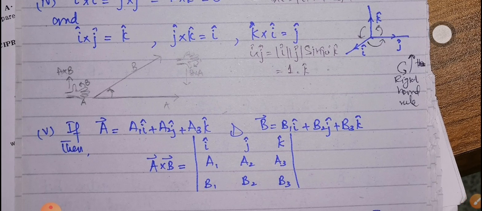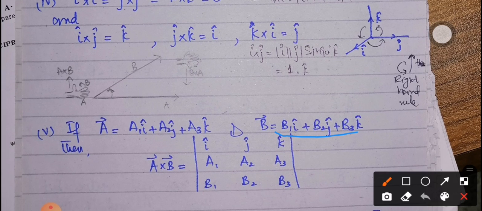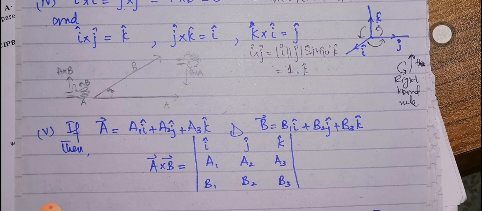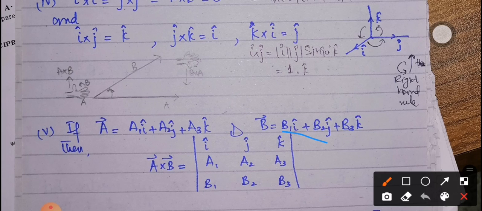Next we have, if a is a1 i cap plus a2 j cap plus a3 k cap, and b is equal to the vector b1 i cap plus b2 j cap plus b3 k cap, then their cross product is represented as the determinant of this matrix. As we have discussed previously for the dot product, whenever we have two vectors with components, we can find their dot product by multiplying the corresponding components and then adding, that is a1 b1 plus a2 b2 plus a3 b3. And for the cross product, we are going to solve the determinant of this matrix. So we are going to prove it as well.